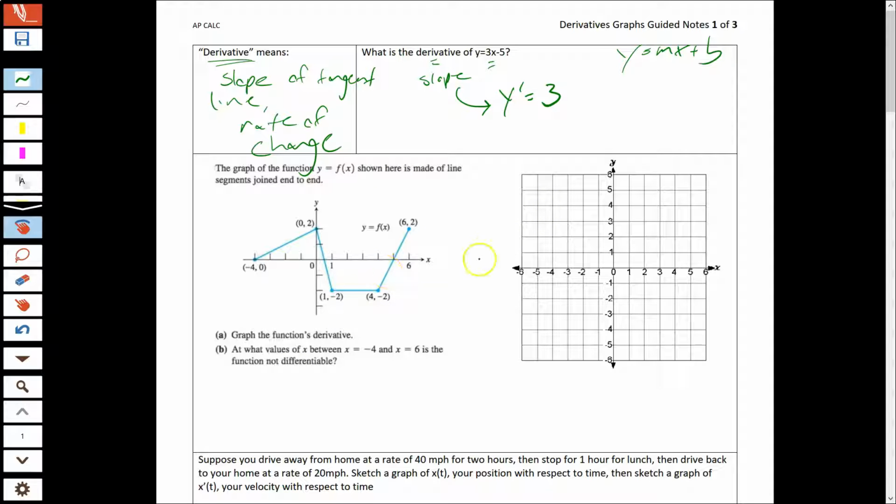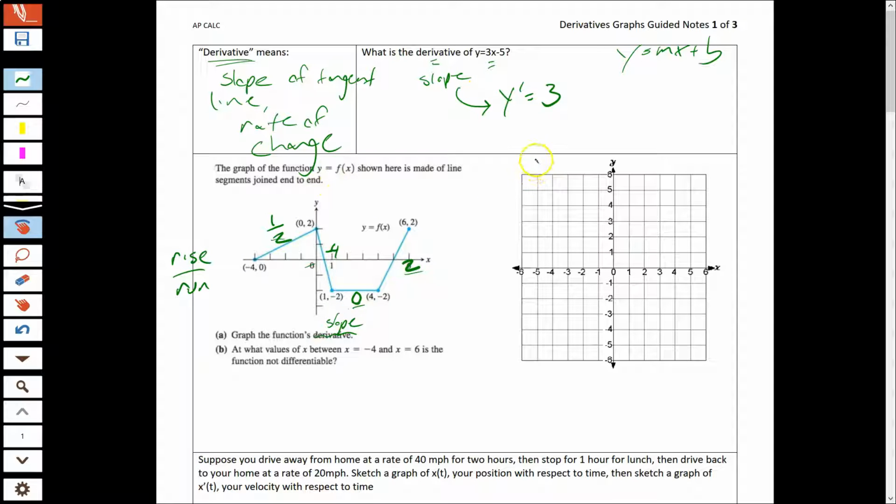So if I ask you here, in this first example, to graph this function's derivative, notice we have 1, 2, 3, 4 line segments. What it's really asking me to do is graph the slopes. Okay, so you guys know how to find slope. Maybe we can take a second to find the slope of each individual line segment here. Here are my slopes that I'm finding, and I'm just doing rise over run, change in y over change in x.